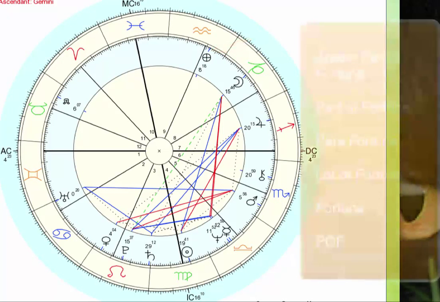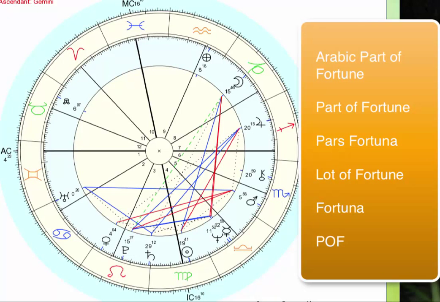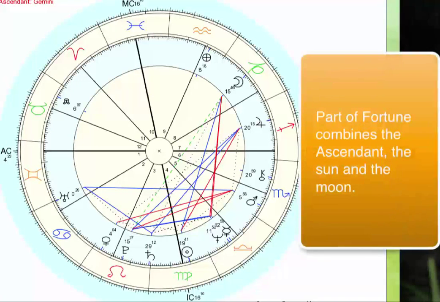You'll also hear it called the pars fortuna, or the part of fortune, the lot of fortune, or simply fortuna. It's all the same thing, and it's a combination of the ascendant, sun, and moon.